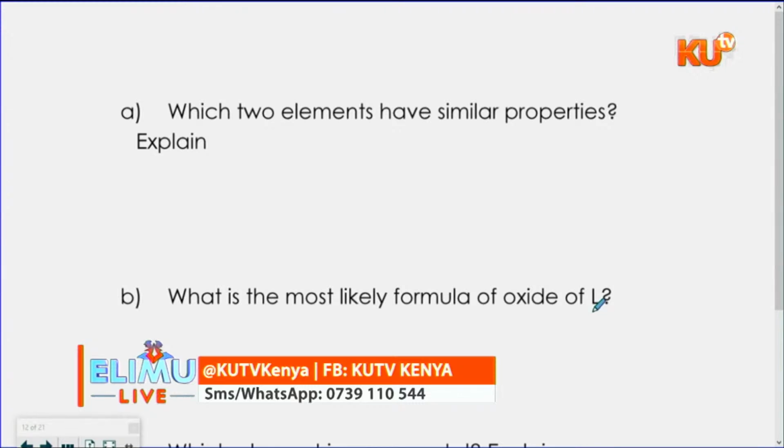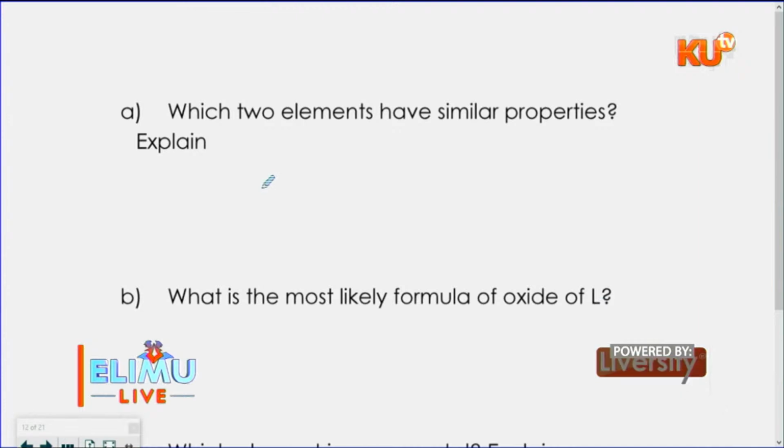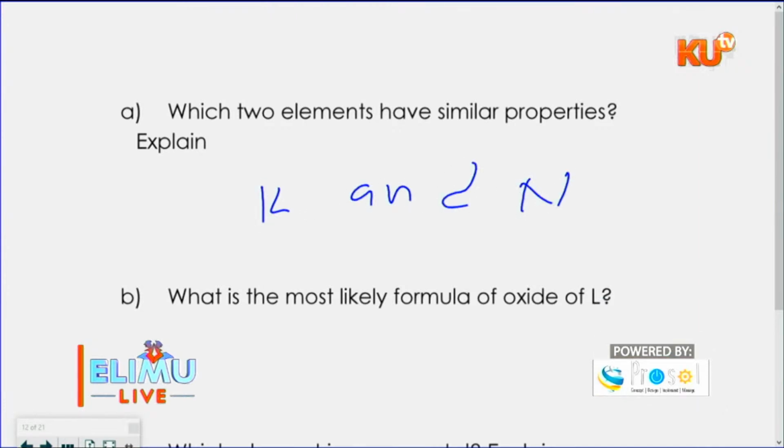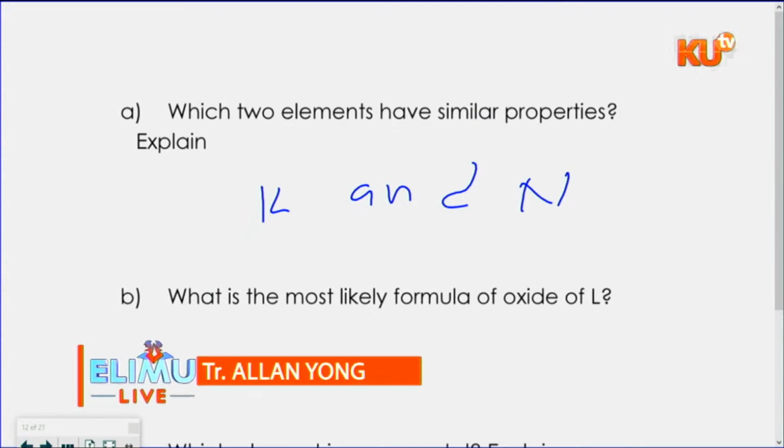And then in which group? That group is referred to as alkaline earth metals. So the answer is K and N. And the letters do not represent the actual symbols of the elements. So we cannot say K is potassium, and N is nitrogen. In the question, they have indicated that the letters don't represent the actual symbols of the elements.